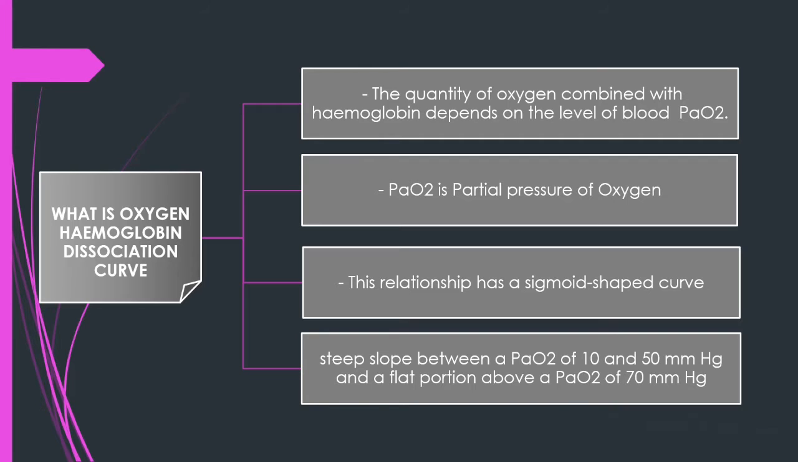This relationship is expressed as the oxygen hemoglobin dissociation curve, which is not linear but has a sigmoid shape. Other than that, it has a steep slope between PaO2 of 10 to 50 mm Hg and has a flat portion above a PaO2 of 70 mm Hg. The oxygen dissociation curve plots the percent saturation against the partial pressure of oxygen.